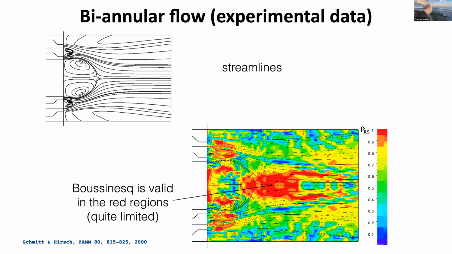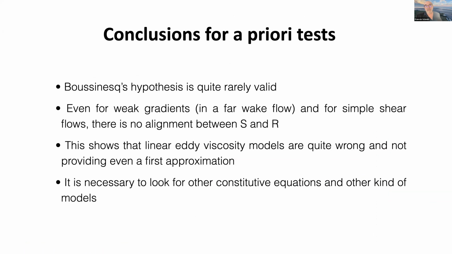And we can see, so it's close to 1 for the red part. And we can see that the red part is only found in a limited region of the flow. And for the rest of the flow, we are quite far from the red color. So globally, this shows that even for weak gradients, in fact, this hypothesis is not working, and even in complex flows; for the simplest flows, and also for complex flows, it doesn't work.